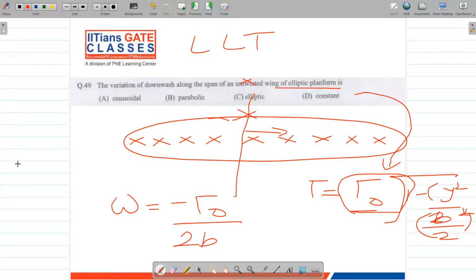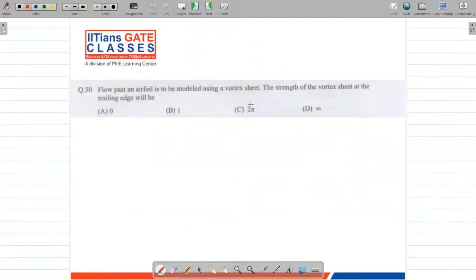So this is basically telling you that the downwash is not a function of y, the location along the span of your wing. The downwash is constant at every spanwise location on your wing. So it's definitely going to be option D, constant. Very simple problem.